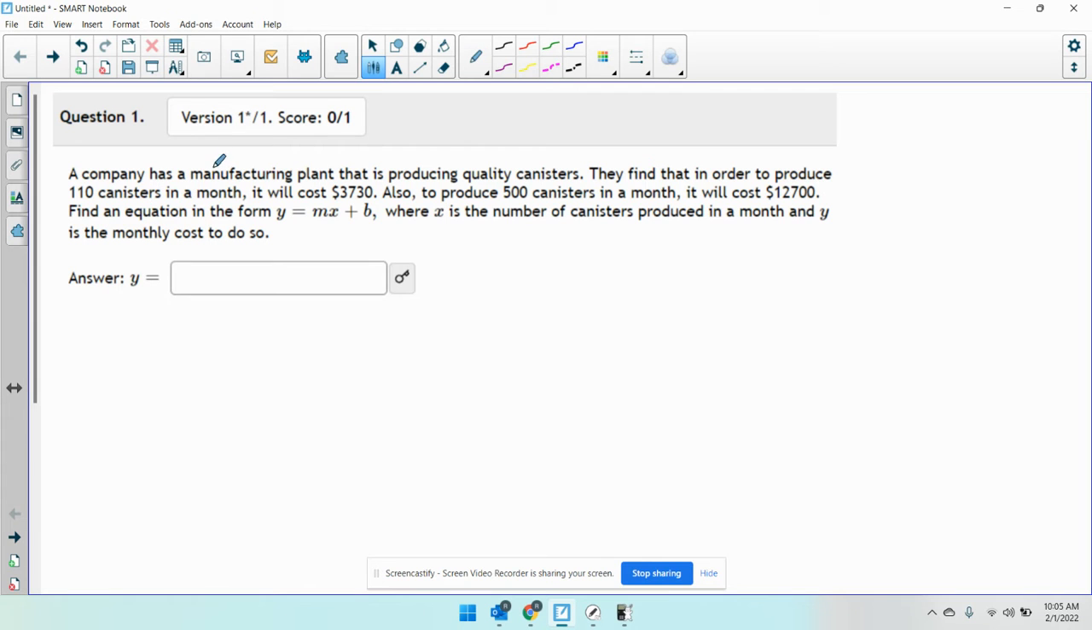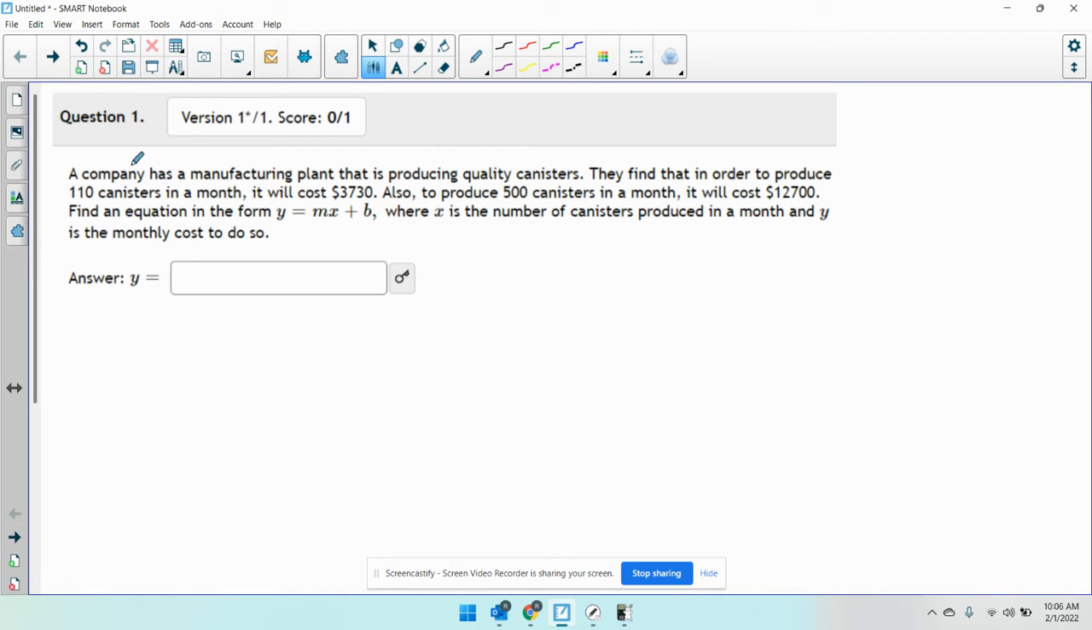Okay, so it says a company has a manufacturing plant that is producing quality canisters. They find in order to produce 110 canisters in a month, it will cost $3,730. Also, to produce 500 in a month, it will cost $12,700. Find the equation. So there's two ways you can do this.